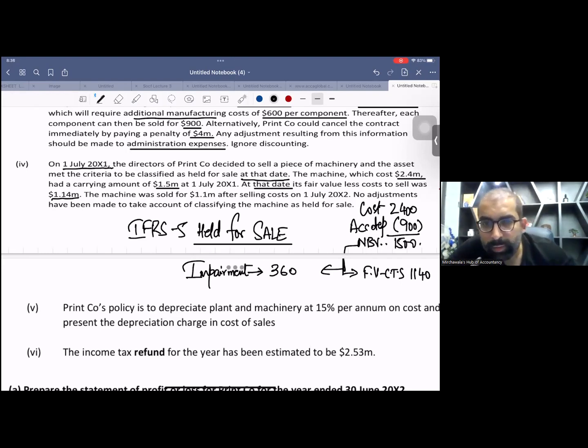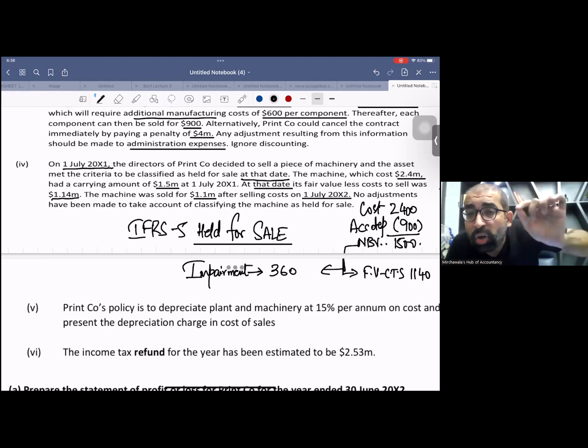Okay, now going forward, very interesting. The machine was sold for 1.1 million after selling cost at 1st July X2. Now please don't sleep. Just one day after the year end, your year end is 30th June X2 and you sold it after one day. That means at the year end it is not sold, so it will go as held for sale. In the SOFP it will go in the current asset section as held for sale.